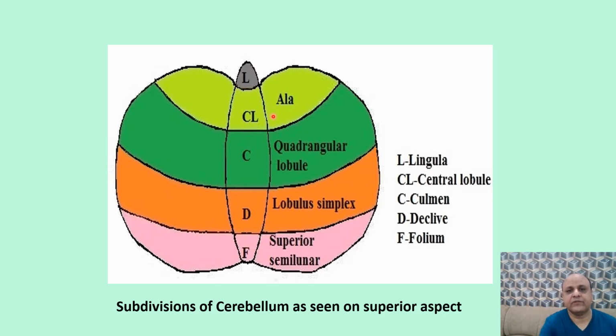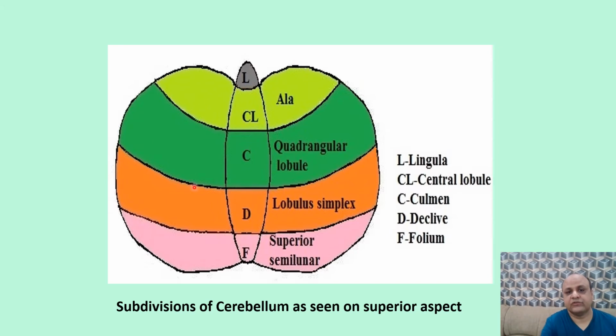Now corresponding to these parts, we have the parts of the lobes of the cerebellum. For lingula, there is no part of the cerebellar lobe. For central lobule, we have the ala. Corresponding to culmen, we have the quadrangular lobule. Corresponding to declive, we have lobulus simplex. Corresponding to folium, we have superior semilunar lobule here and here on the other side.